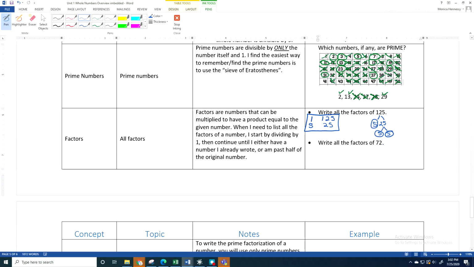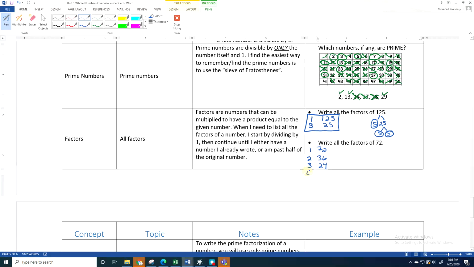Okay, if I want all the factors of 72, so these are prime factors, these are all the factors. Okay, so write all the factors of 72. So I'm going to start with 1 and 72. Does 2 go into 72? Yep. 2 and 36. Does 3 go into 72? Yep. 3 and 24. And you might actually have to divide it out on the side. That is not a sign of weakness. That is a sign that you don't want to make a mistake.